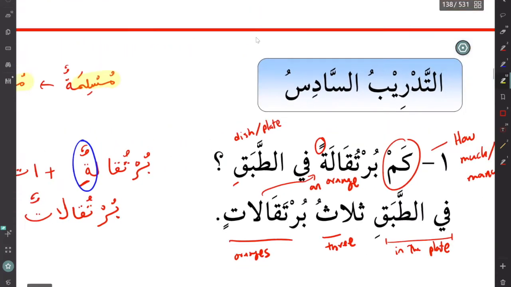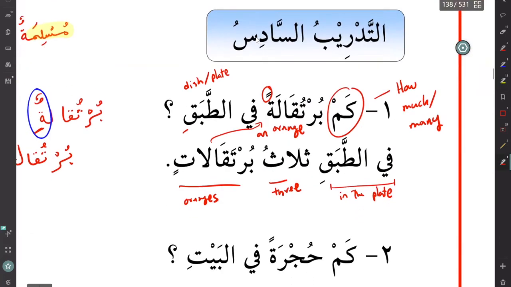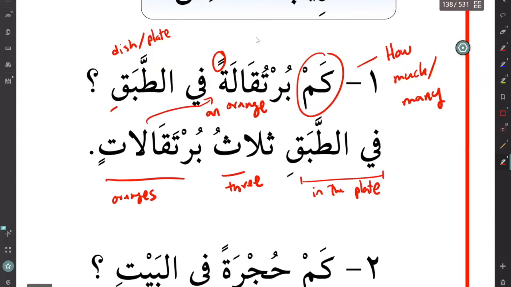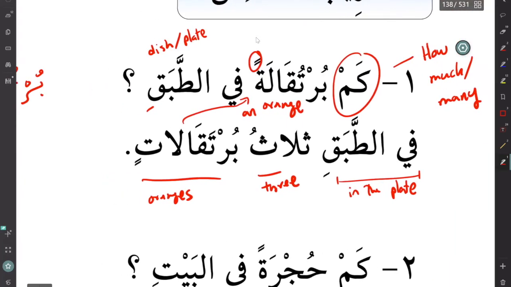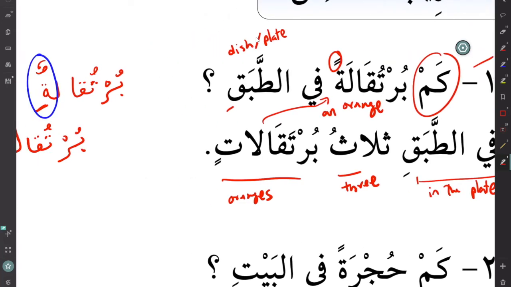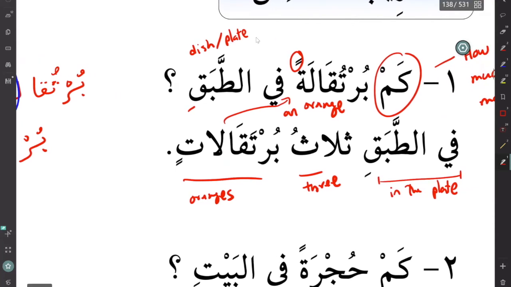Now, we have burtuqalatin. So let's analyze this sentence. In the plate, thalathu burtuqalatin. Remember the rules. I'll quickly mention them because in the last video I went into a little more detail. When you're saying three of something, 3 books, 3 pens, 3 oranges, or any number from 3 to 10, remember what I said? Number one, you have to put them in idafa form. So that's why we have this idafa: thalathu burtuqalatin.